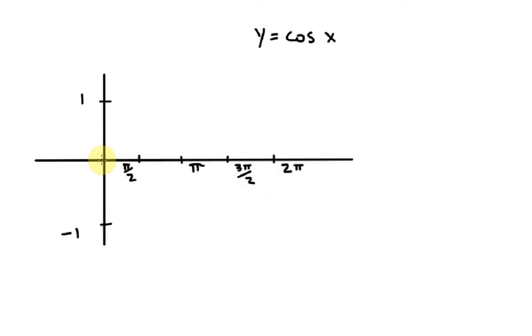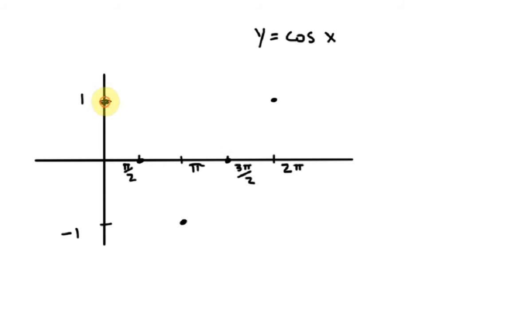With cosine, when you plug in 0, you actually get 1. And then when you plug in pi by 2, you get 0. When you plug in pi, you get -1. And when you plug in 1.5 pi's, you're back at 0. And if you plug in 2 pi, you return to your maximum of 1.